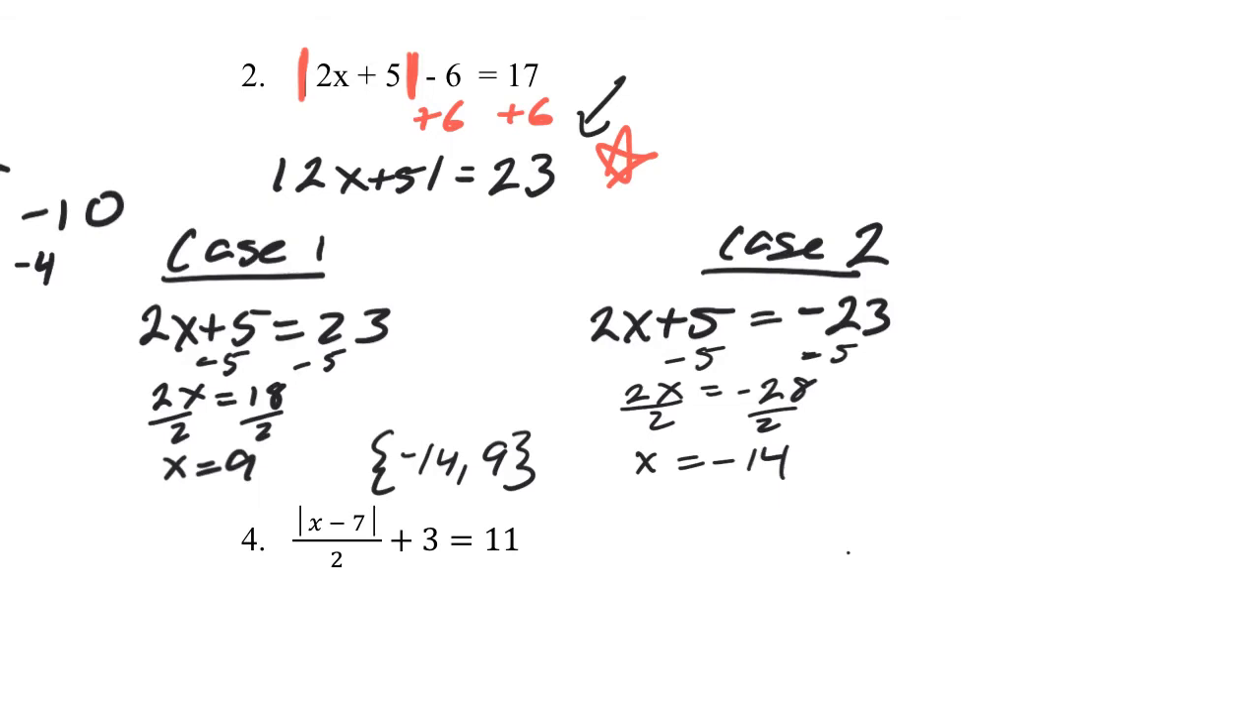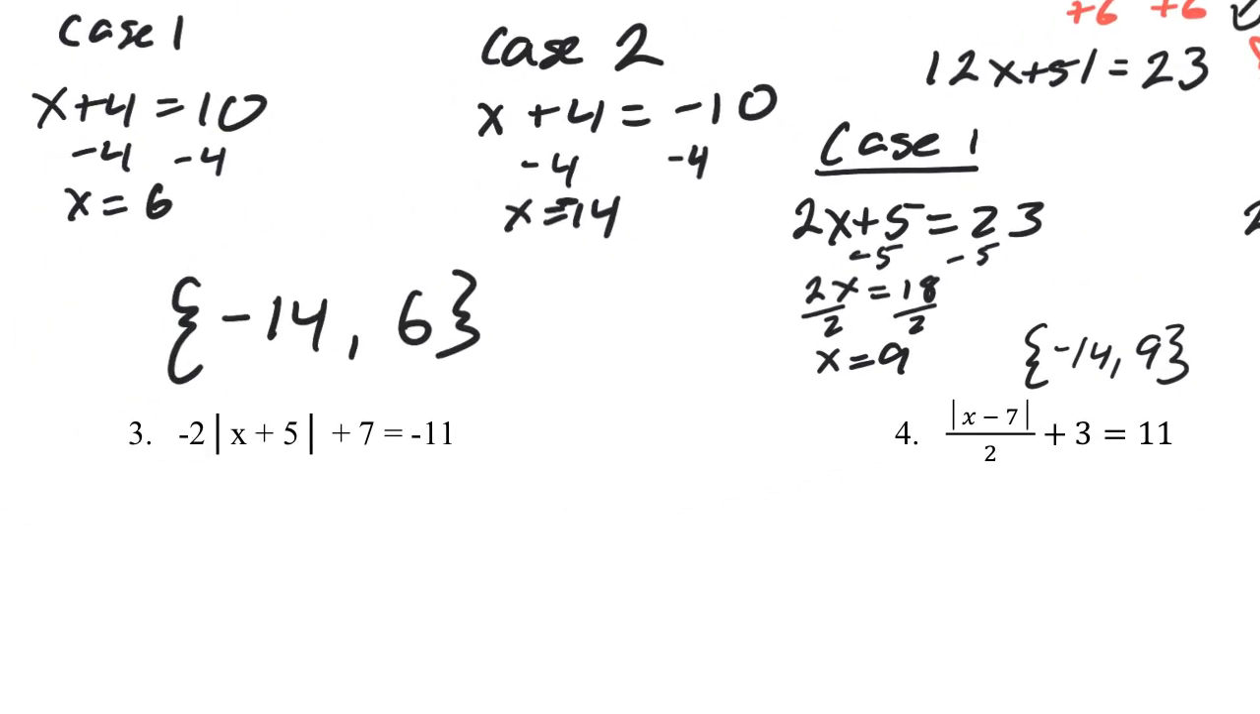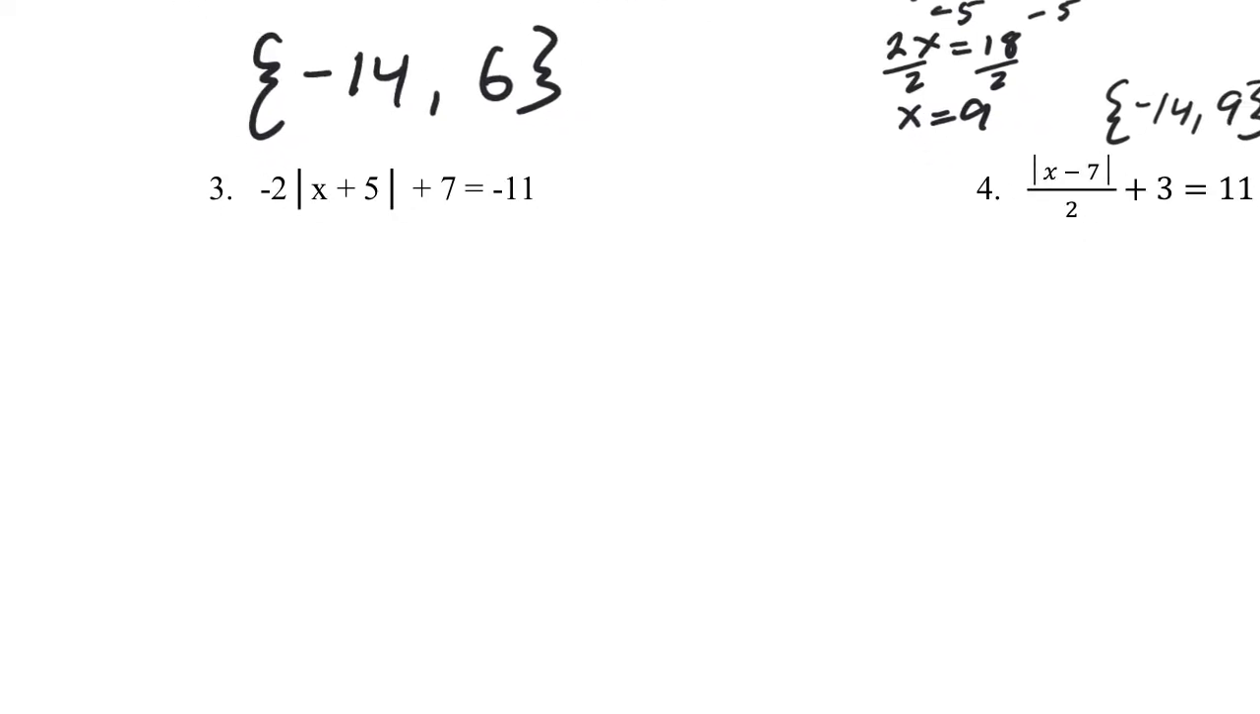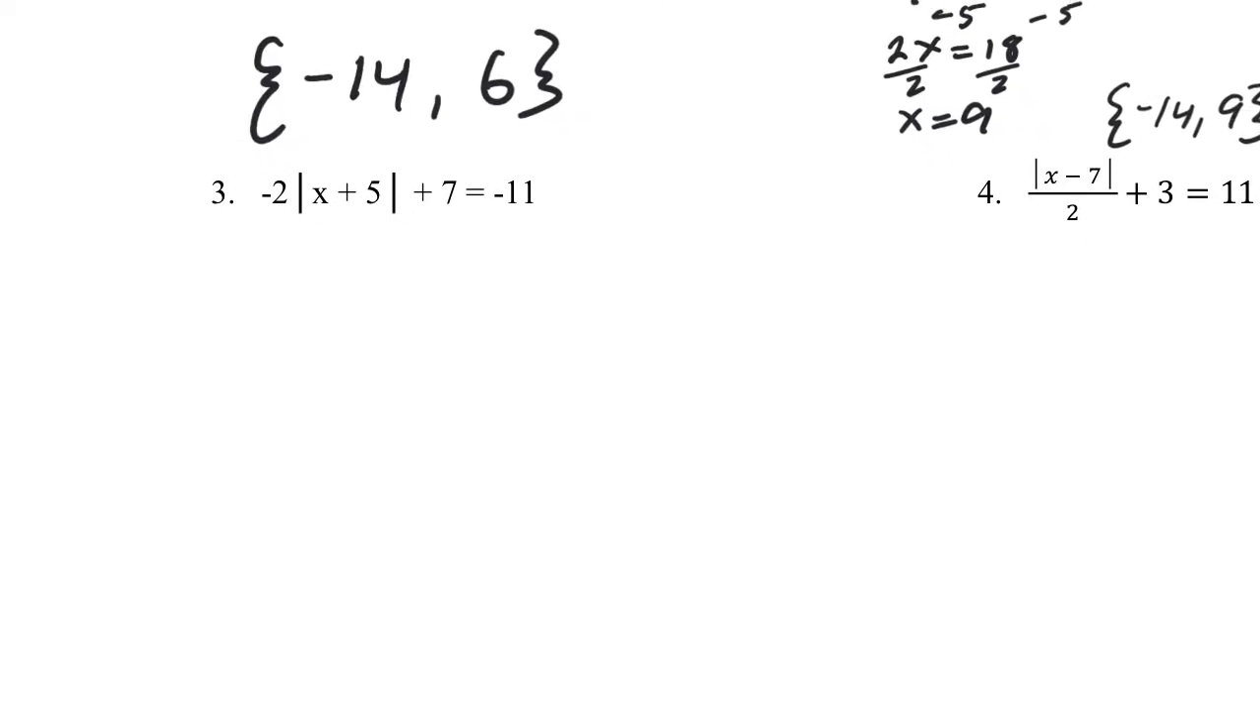Let's do 2 more examples before we move on to special cases. All right, so we're going to isolate our absolute values first, right? Everything inside those absolute value bars needs to be alone first. So we need to get rid of this plus 7 and the negative 2 that's multiplying outside. So first we're going to subtract the 7 from both sides.